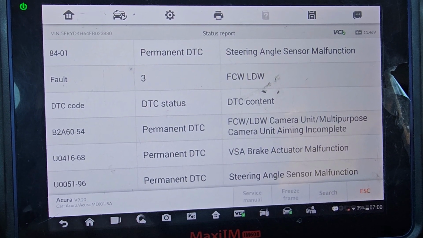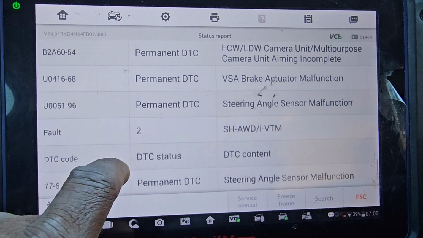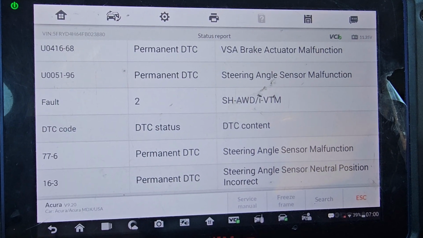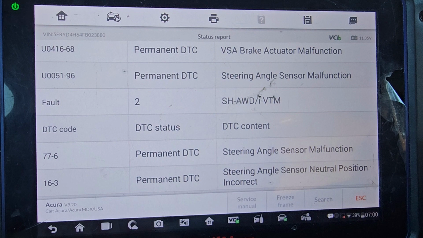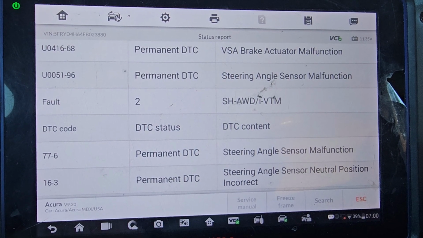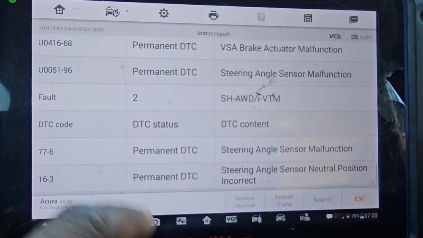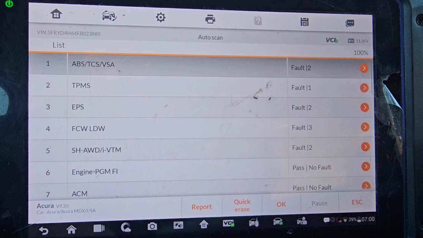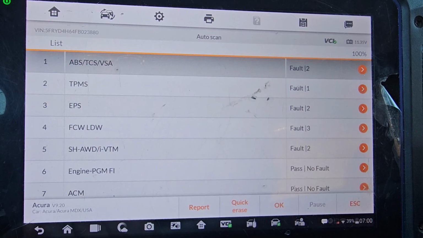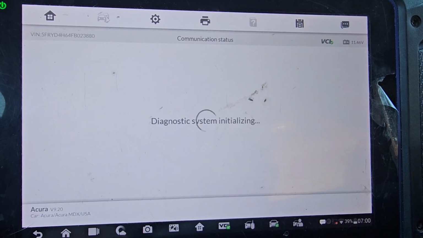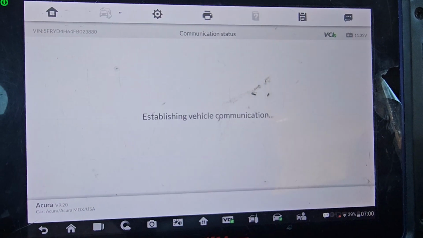Camera unit, multi-purpose camera unit, aiming. We have a problem with that. Steering angle, steering angle. So first we have to do the steering angle. This one here. Adjustment.